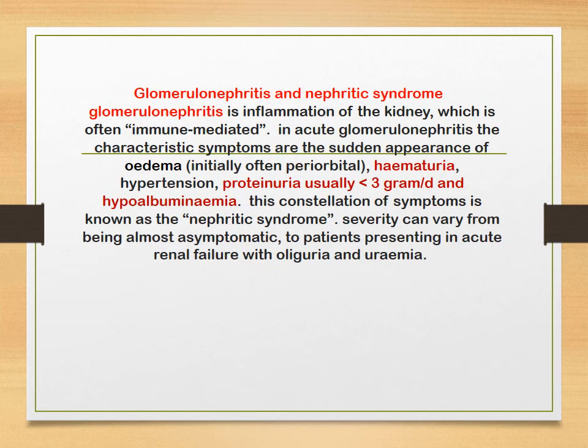Another disease of the kidney, glomerulonephritis, is an inflammatory disease of the kidney. It is mainly characterized by hematuria, the presence of blood cells within the urine during general urine analysis. So general urine analysis is very important to investigate kidney disease. There is proteinuria, but it's usually less than that of nephrotic, less than 3 grams per day, and there is hypoalbuminemia.